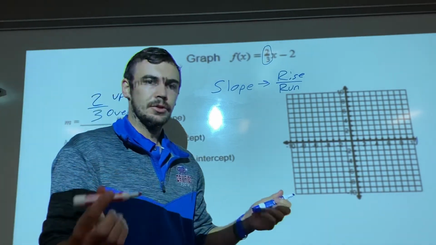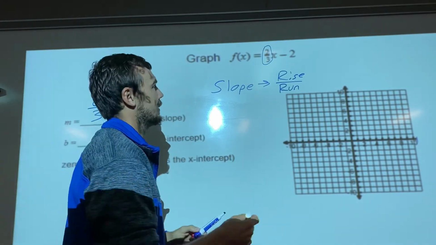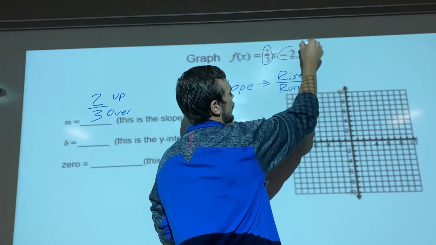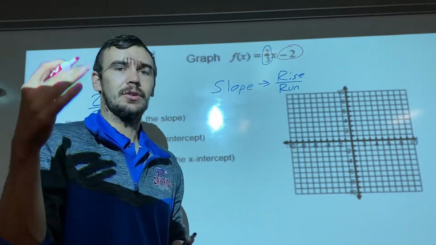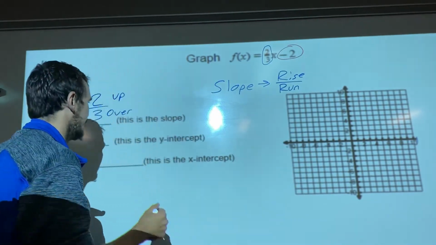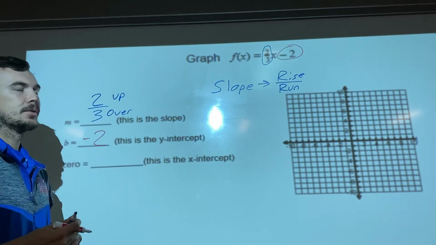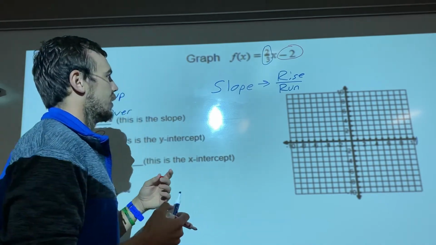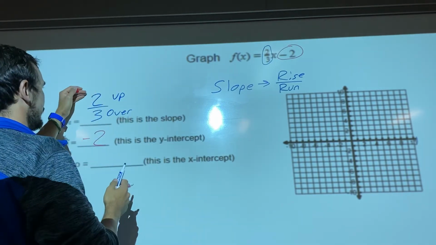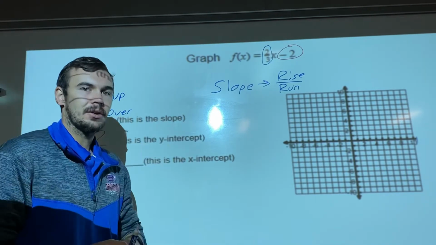The negative 2 at the end here is our y-intercept. This is our starting point on the graph. So this negative 2 represents our b. That's our y-intercept. Knowing this, we have our slope and we have our y-intercept, so we can now graph it.